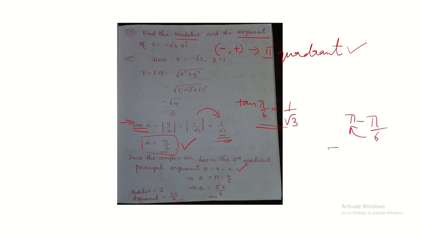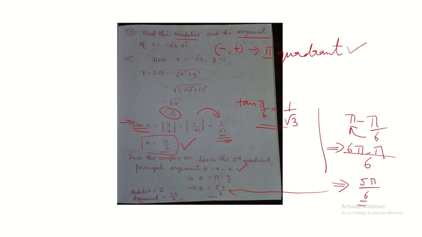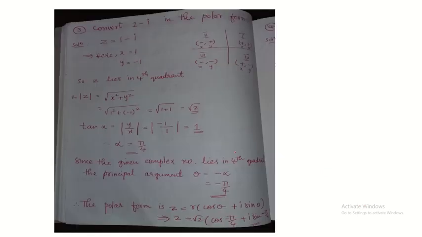Cross multiplication: 6 pi minus pi, whole divided by 6. 6 pi minus pi is 5 pi. 5 pi by 6 is your answer. I wrote it over here: theta is equal to 5 pi by 6. So the argument value is 5 pi by 6 and the modulus you got here is 2. I hope by these two questions you have understood something about modulus and argument, right?